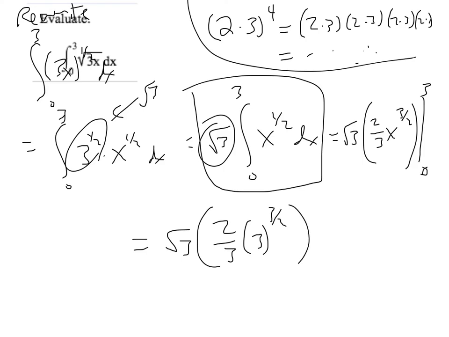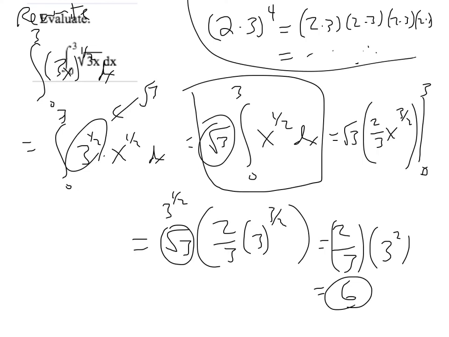and that can be simplified quite a bit actually. Because 3 to the 3/2, well, I could think of it this way, that this is really 3 to the 1/2. So if I multiply 3 to the 1/2 times 3 to the 3/2, then those exponents get added. So my 2/3 is still there. 3 to the 1/2 times 3 to the 3/2 is 3 to the 4/2, which is 3 squared. And so that's 2/3 of 9, which is 6.